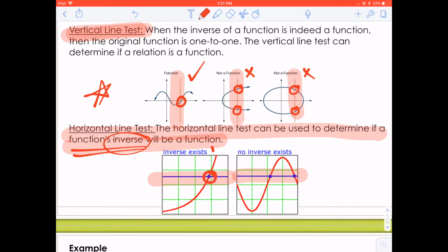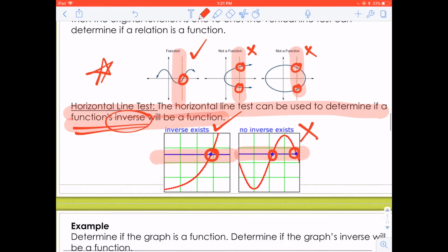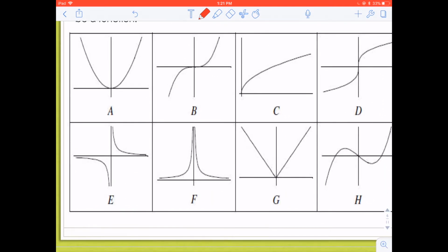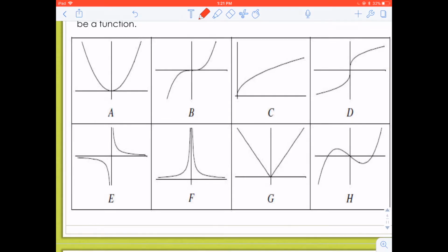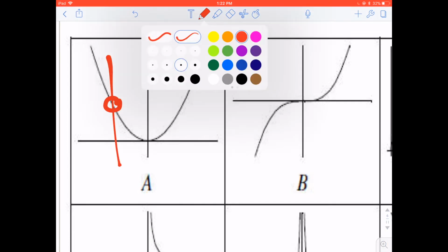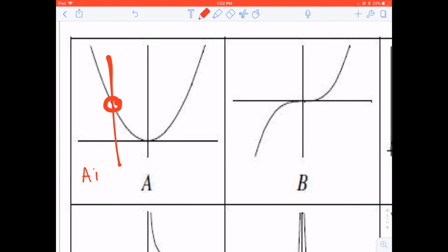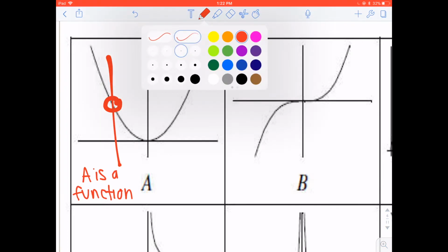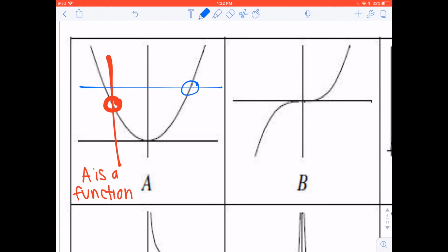So here, it only crosses once, so the inverse is a function. Here it crosses twice, so that's bad. So the inverse is not a function, okay? So here are just a couple examples. I'll go through a few for you. So A, a straight line only crosses once. So that means that A is a function. However, a horizontal line crosses twice. That means A's inverse is not a function.